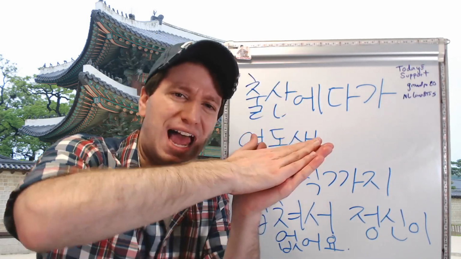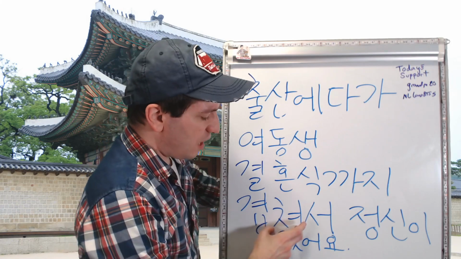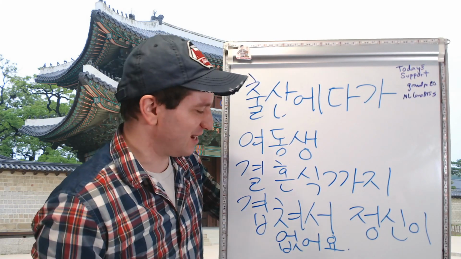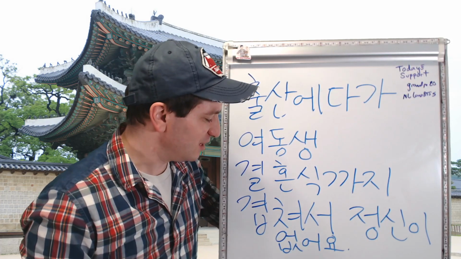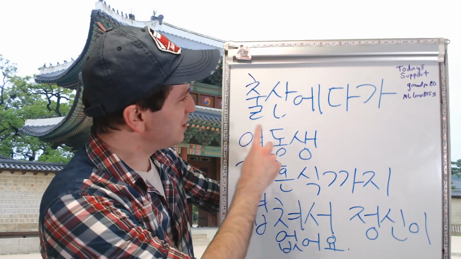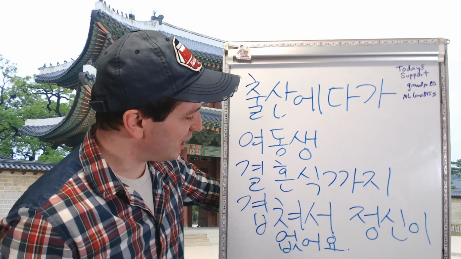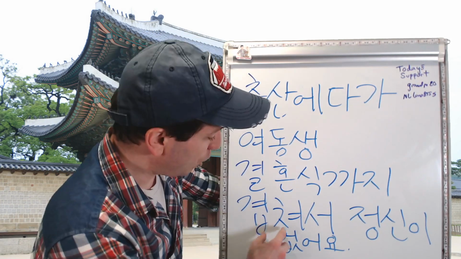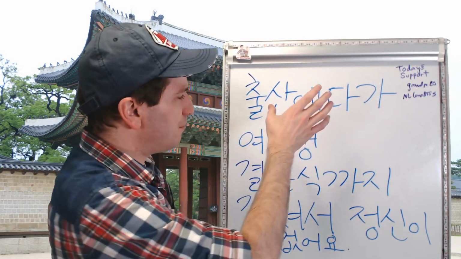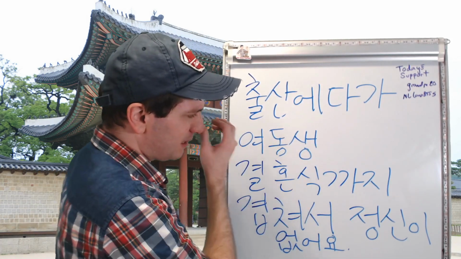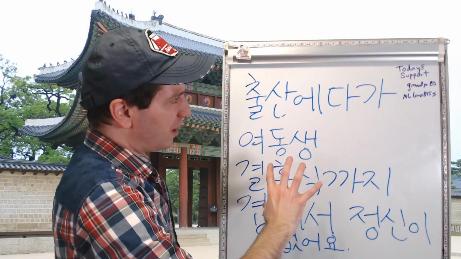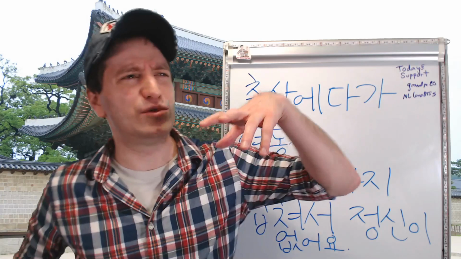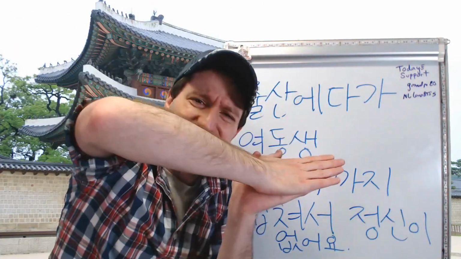겹치다 means to overlap. So I started to do my poor Arnold Schwarzenegger impression. 출산에다가 여동생 결혼식까지. I don't know how Arnold Schwarzenegger would speak Korean, but probably be something like that. 겹쳐서. So it overlaps. So my younger sister's wedding is overlapping on top of giving birth. So on top of giving birth, there's also my younger sister's wedding, which overlaps that.